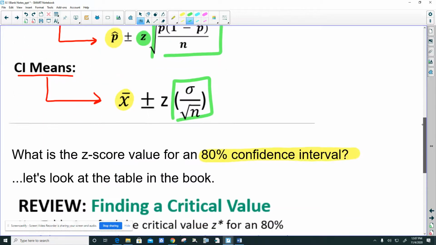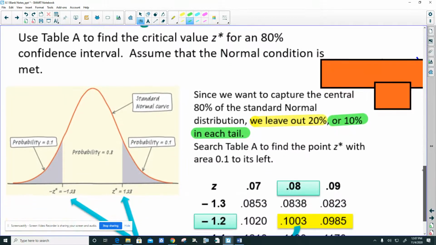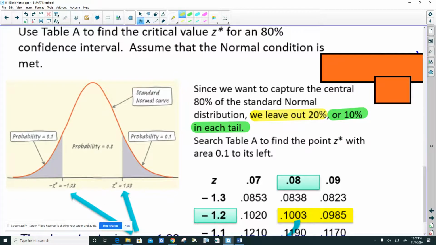So to wrap this up, at the bottom, how do we find these z-scores? What is the z-score value for an 80% confidence interval? Well, we could look in the table. Essentially, when we're trying to find an 80% confidence interval, we're looking for the z-score that would act as the barrier to the very middle of our normal curve, holding 80% of the area.